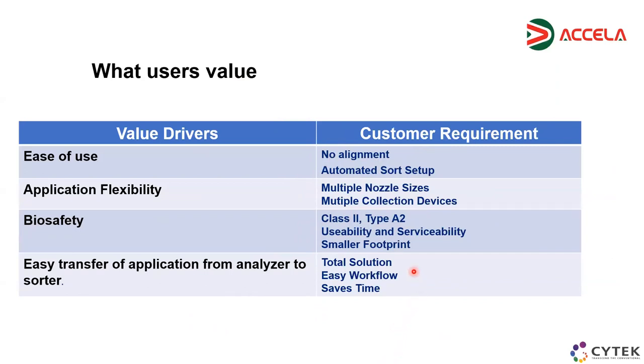And saving definitely time, because you can think about that if you are an existing user of a spectral cytometer, you can really in a few steps just run the same panel on the Aurora sorter without all the optimization, changing of the antibody titration, which is quite costly and time consuming.